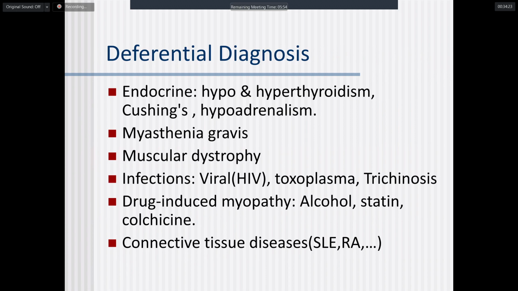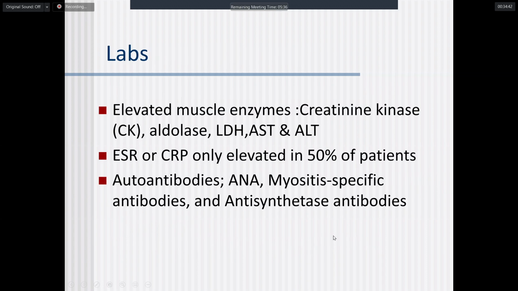الديفرنشال diagnosis اللي هو hypo or hyperthyroidism, HIV infection, muscular dystrophy, myasthenia gravis. واحد بيشرب الكحول كثير، ماشي على ستاتين لانه بتعمل لك مايوسايتس، واحد ماشي على كولشيسين، والكونكتيف تيشو ديزيز زي اللوبس والروماتويد ارثرايتس. باللابس اللي هو elevated creatine kinase، CRP elevation only in 50%. والauto antibodies that might be positive anti-nuclear, myositis specific antibodies and anti-synthetase antibodies.